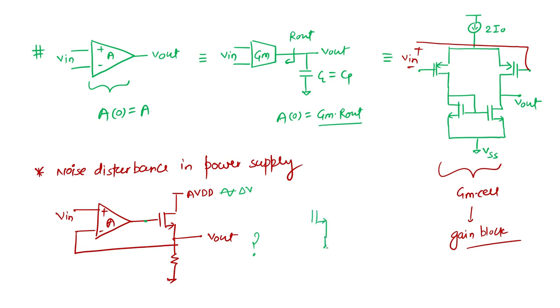If I am using only this structure, and there is any perturbation in this VDD, that is this del V, what is the effect of this perturbation on the output voltage in both the circuits? We have to compare. So this thing we will see in the next video.